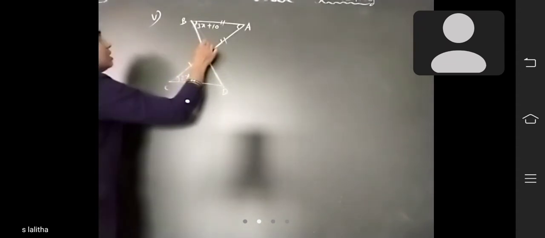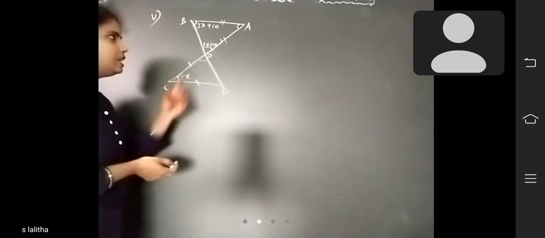Next, the fifth picture, see children. Here two triangles are there, OAB and OCD. In this triangle, these two sides are equal. Now, the angles opposite the equal sides are equal. These two are equal. So here 3x plus 10, and here also 3x plus 10 will come. Now here see, these two angles are vertically opposite angles. Vertically opposite angles are equal, no? So here also we get 3x plus 10.